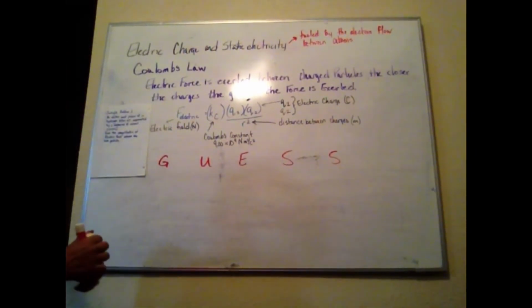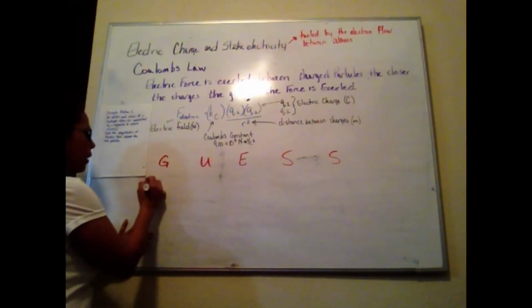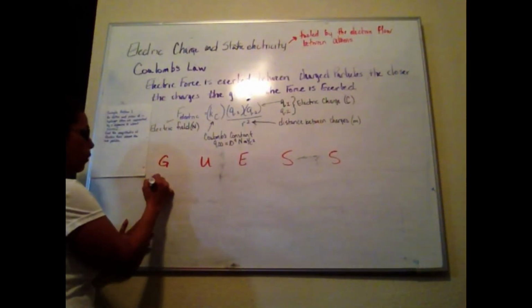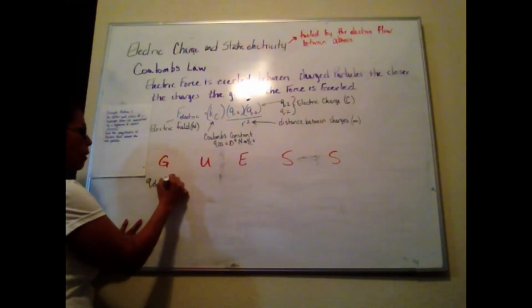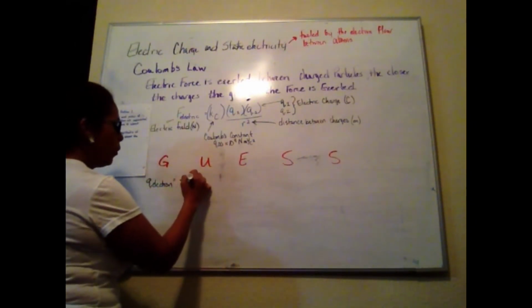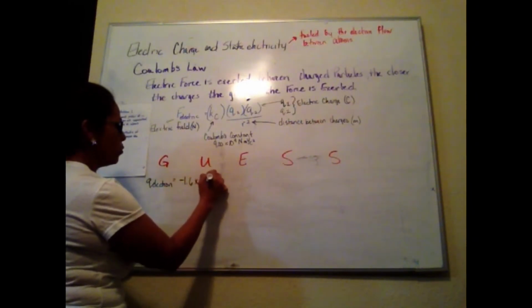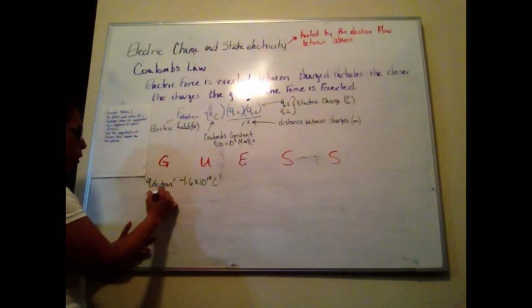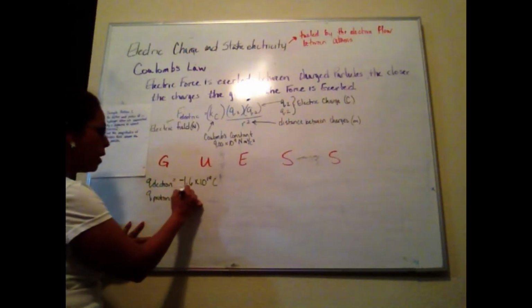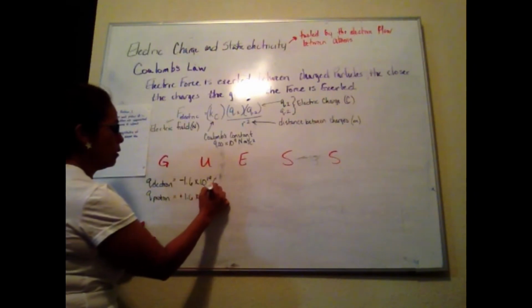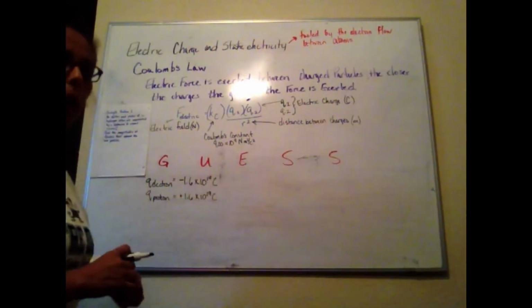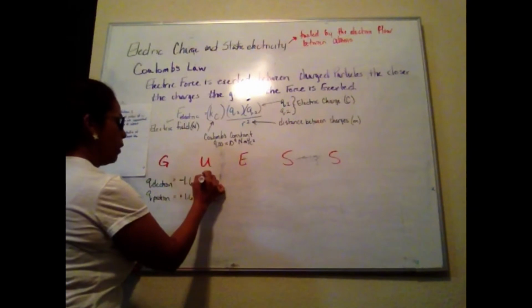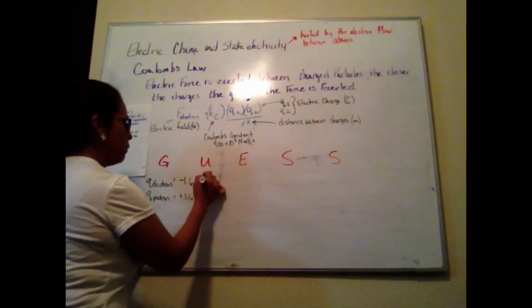Well, we're talking about two charged particles, an electron and a proton. So let's look at the values that would be implemented. The charge for an electron is negative 1.6 times 10 to the negative 19 coulombs. Now the charge for a proton is positive 1.6 times 10 to the negative 19 coulombs. These are both to the negative 19.